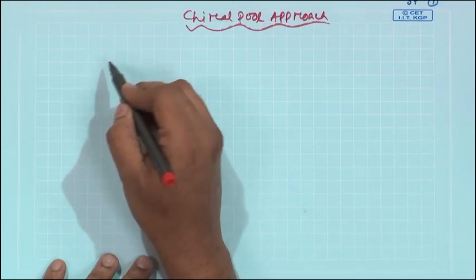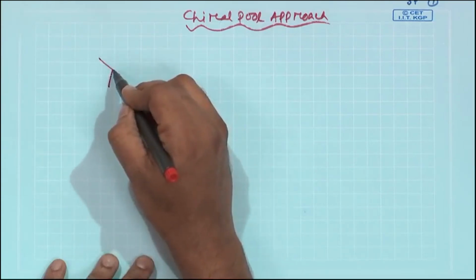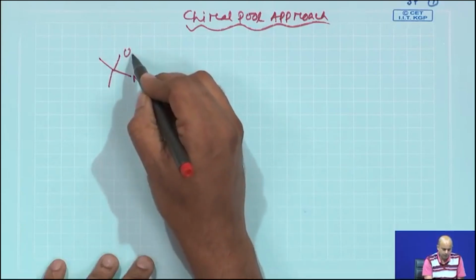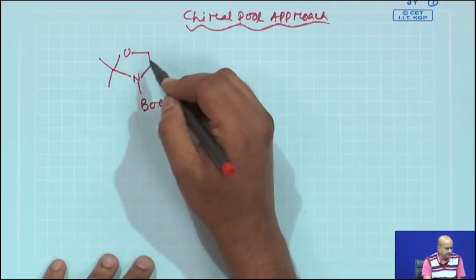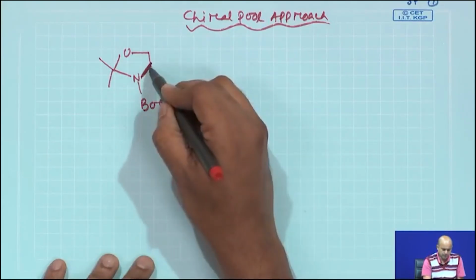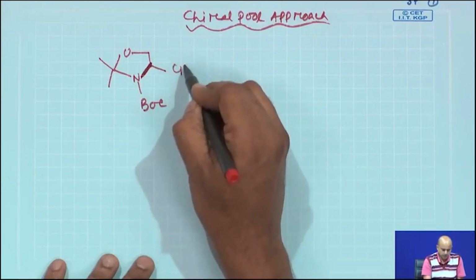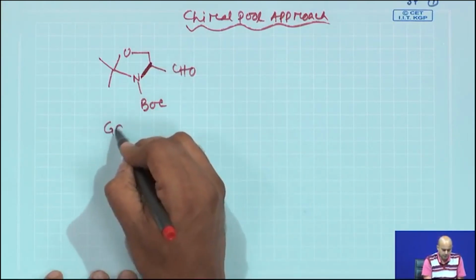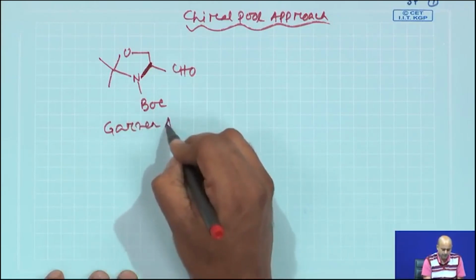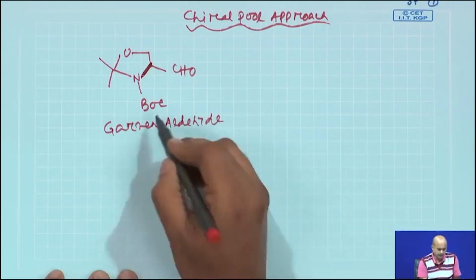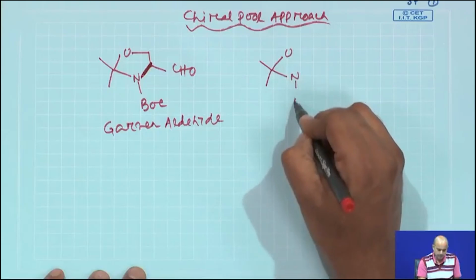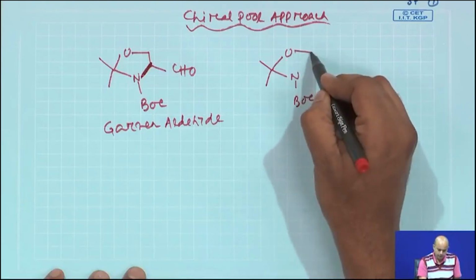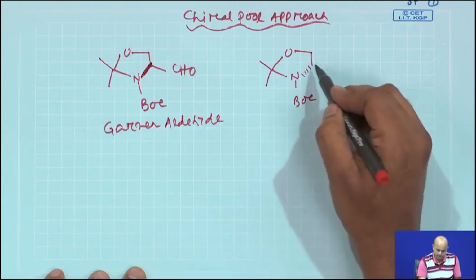Now, this particular problem which I am going to pick up involves a kind of divergency, but the divergency is generated from the starting material, not a reagent-based divergency. This particular compound is a very good building block, its name is Garner aldehyde. Both the enantiomers of Garner aldehyde you can prepare, and you can use those as a very good synthetic intermediate.